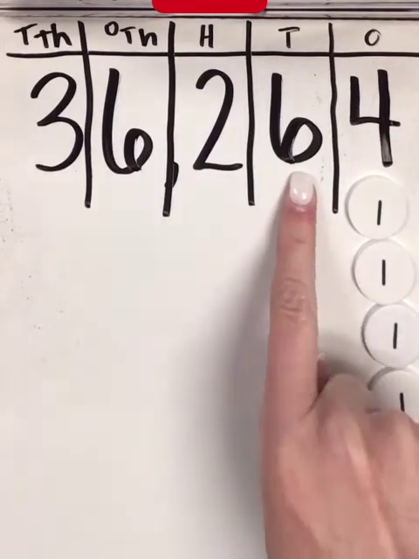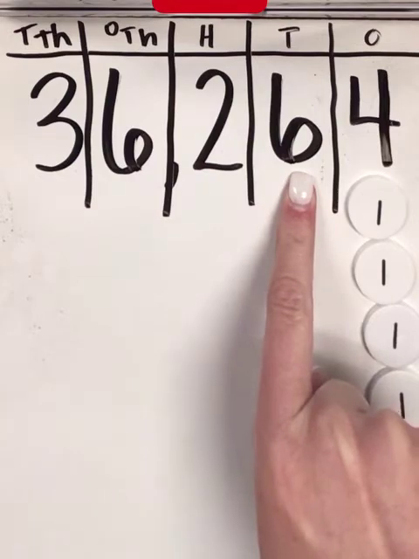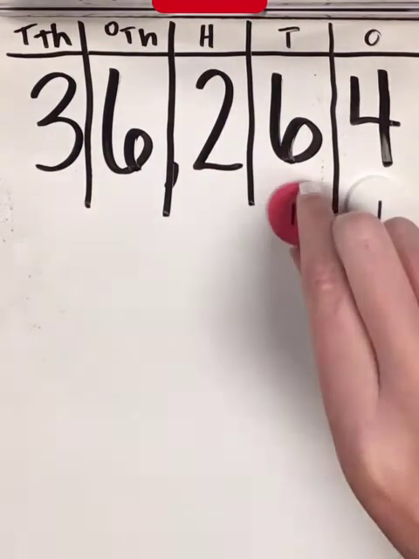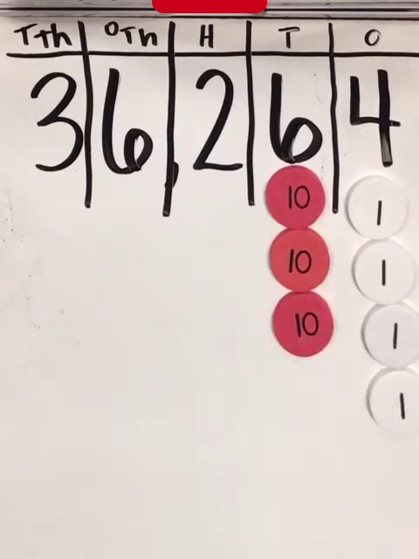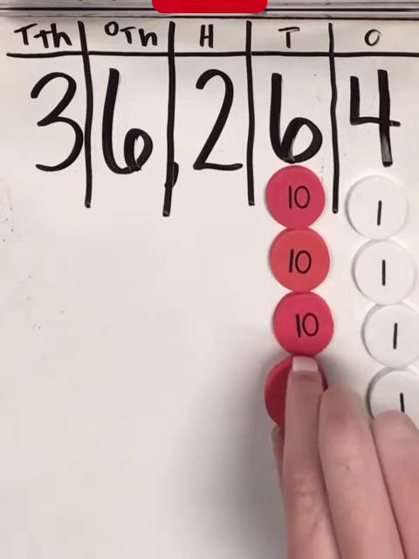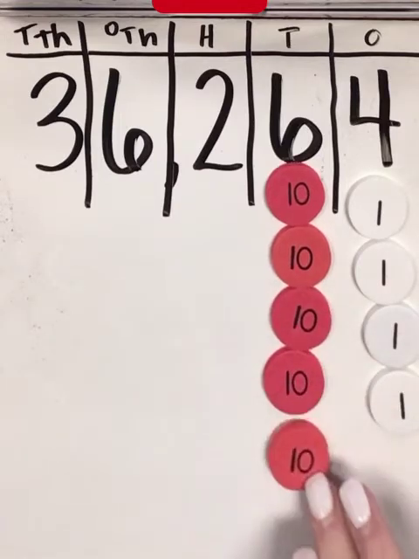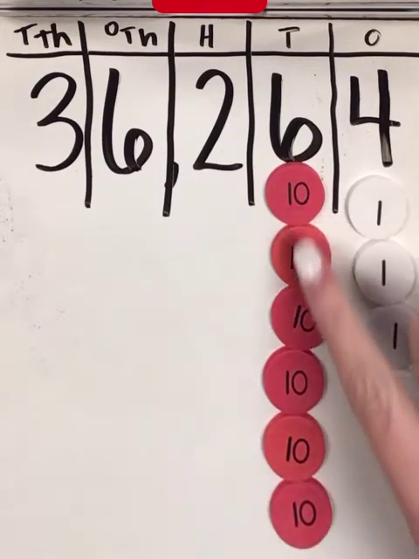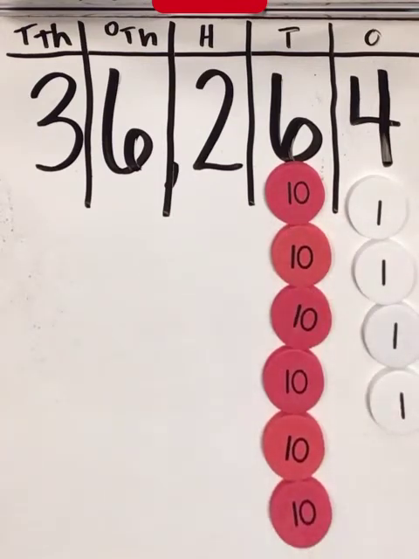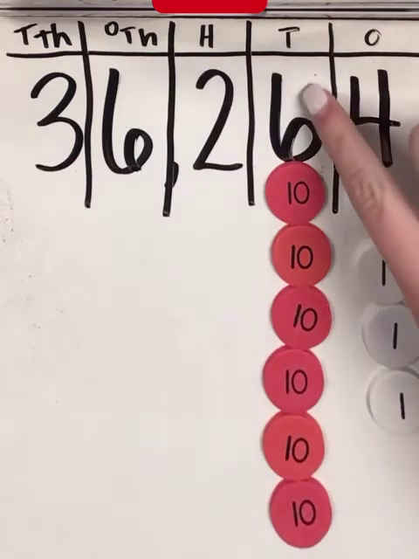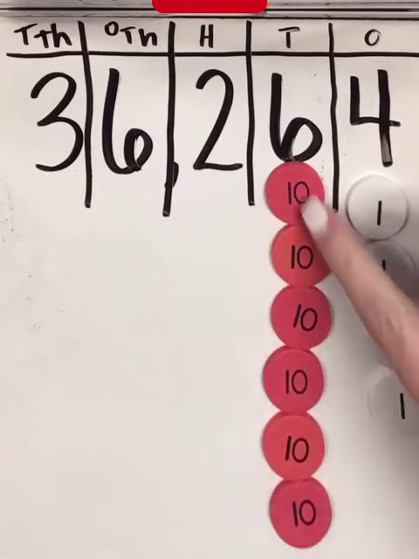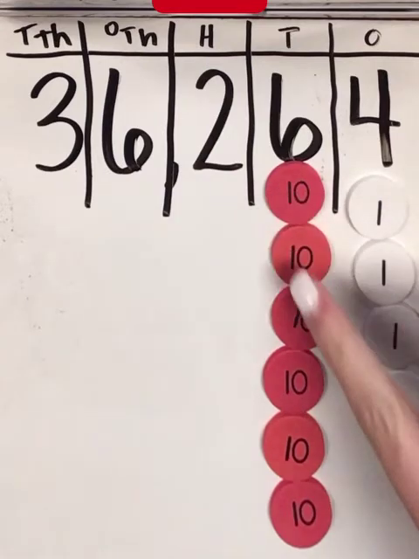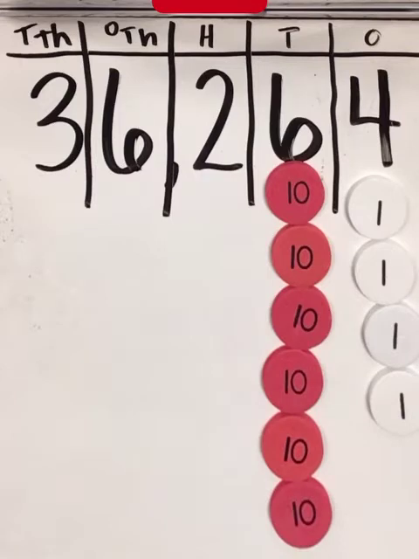Okay, now I have 6 in the tens place. So I'm going to get 6 of these and go ahead and put them out. I know that each one of these is 10, and I have 6 of them. So my actual value of this isn't 6. I have 6 tens. So my value is actually 60, because I have 6 tens. So 10, 20, 30, 40, 50, 60.